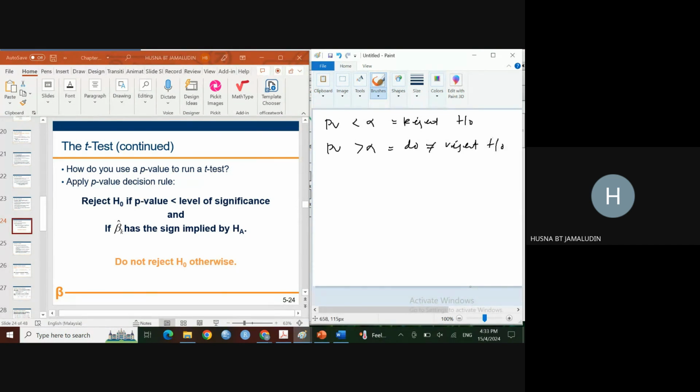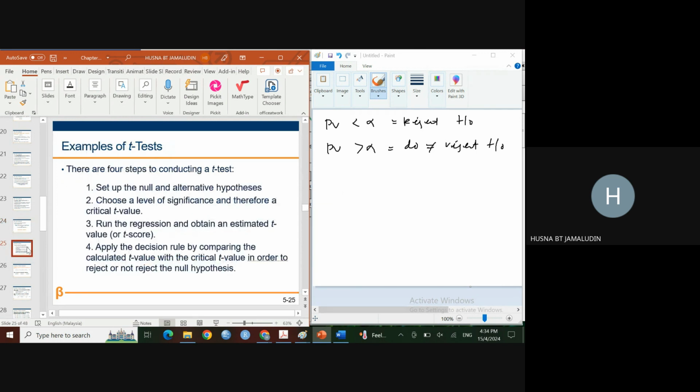Somehow you have to remember this by heart. If you want to reject, or do not reject, the H null. Well, actually, if you look at the result generated from EViews, it already tells you by looking at the PV value. You don't really have to compare with alpha. You know which variables are significant or not. We will look at examples of PV soon, even though you may have seen it in the previous discussion.